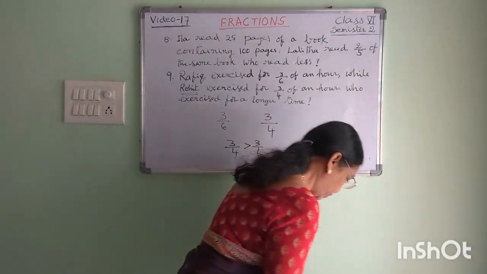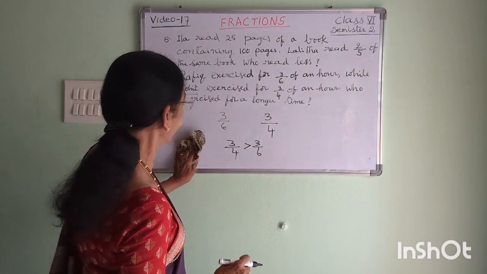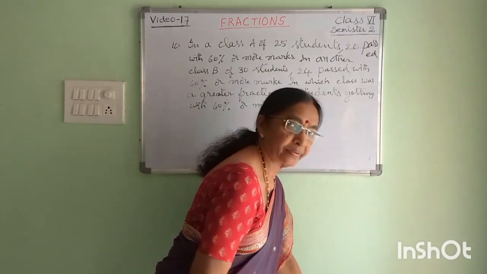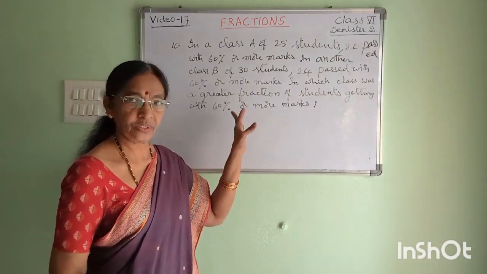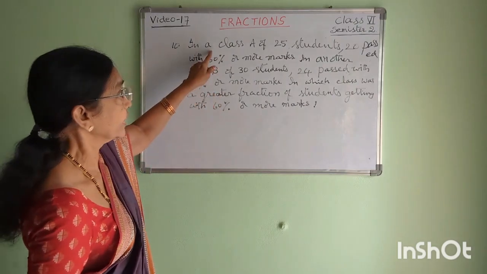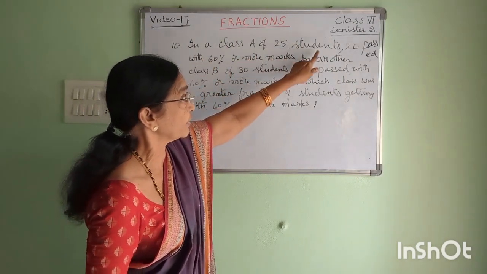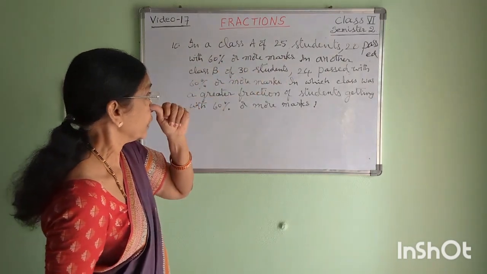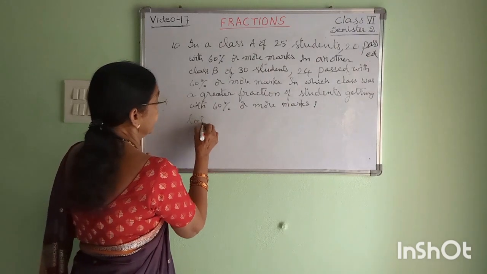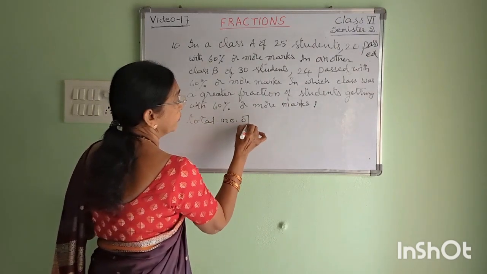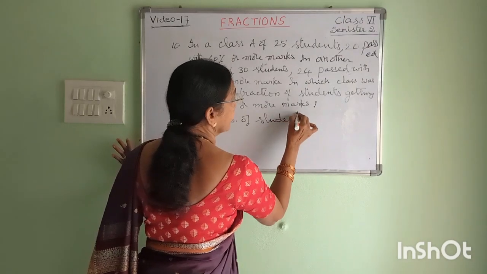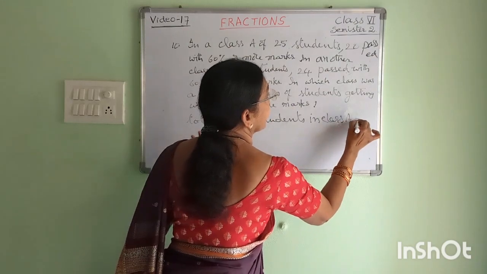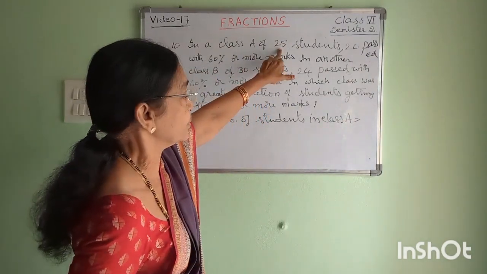So next, the last problem, the 10th problem. We will go to the 10th problem. So first read the problem. In a class A of 25 students, 20 passed with 60% or more marks. So the total number of students in class A is equal to 25 students.